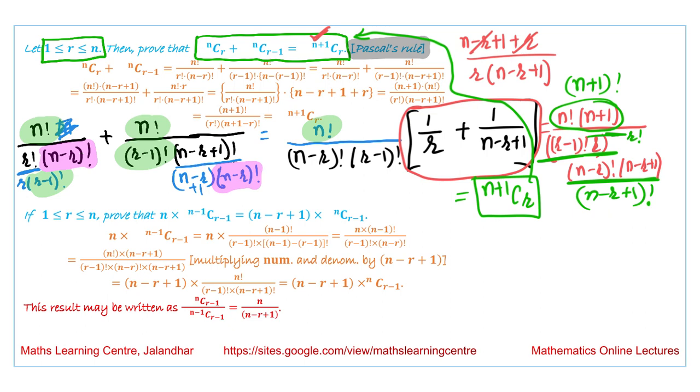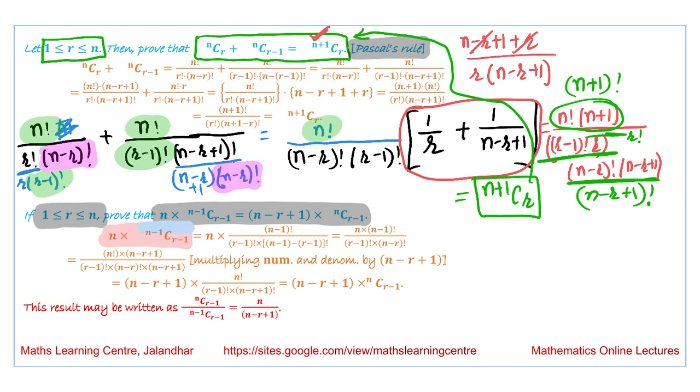Next, it is given that if 1 is less than or equal to r is less than or equal to n, we have to prove this result: n into (n minus 1) C (r minus 1) is equal to (n minus r plus 1) into n C (r minus 1). So we start with the left hand side, which is n into (n minus 1) C (r minus 1).